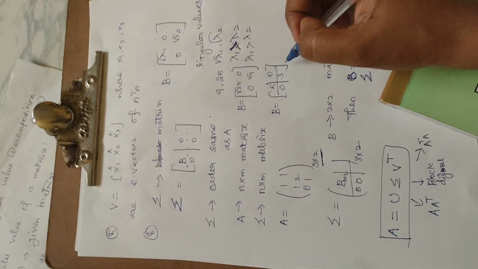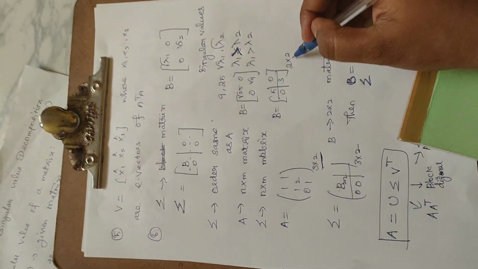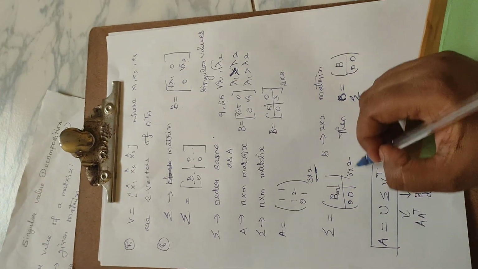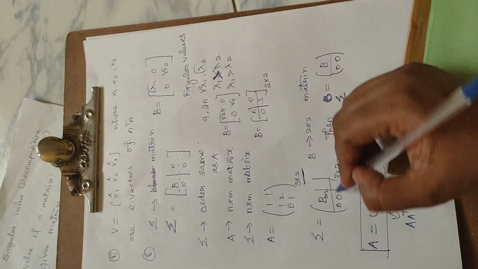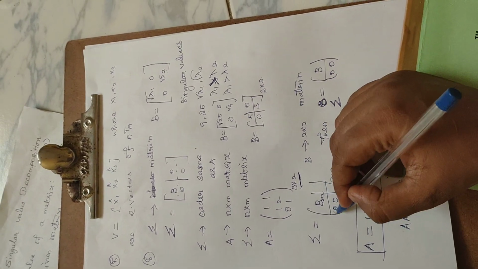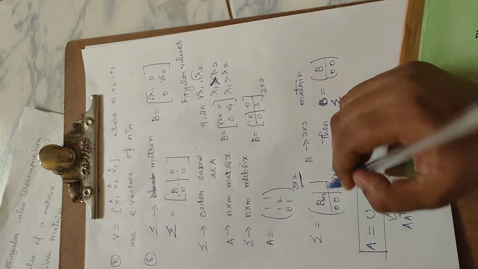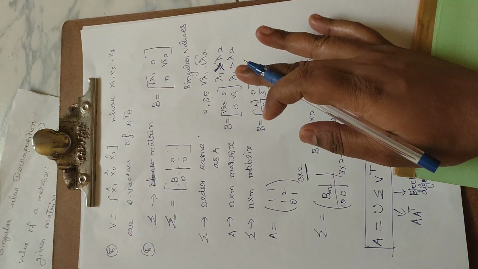Here B consists of a 2 cross 2 matrix. Sigma will be a 3 cross 2 matrix, but because B is a 2 cross 2 matrix, we need one more row. This row will consist of 0 entries. That's all. So A and sigma have the same order.